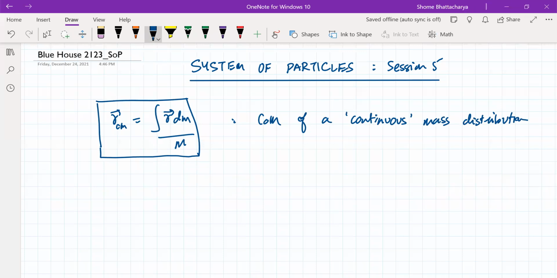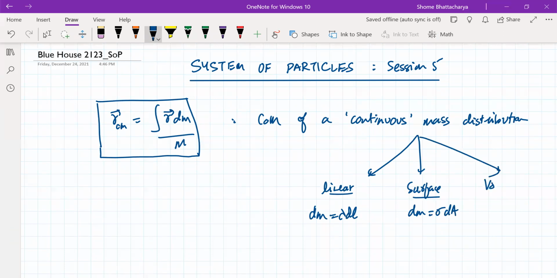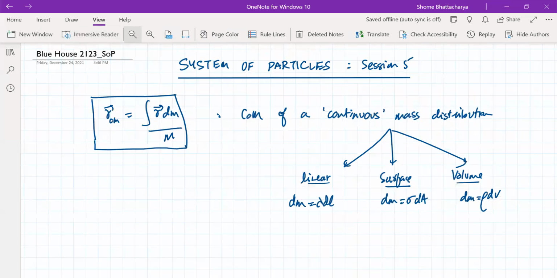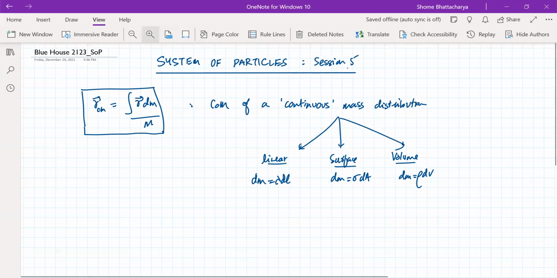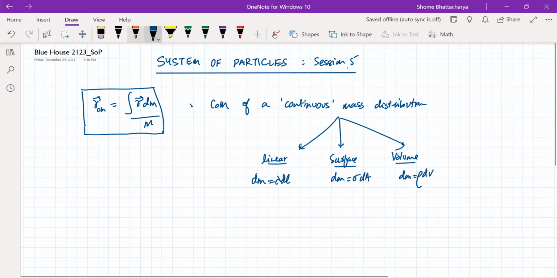Now further we saw that if the distribution of mass is linear, then we take dm as a linear element. If it is a surface, then we take dm as a surface element. And if it is a volume distribution, then we take it as a volume element. We were looking at an example of the application of this for a linear distribution. So let's look at another example to start with today.